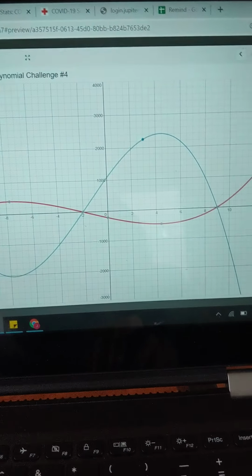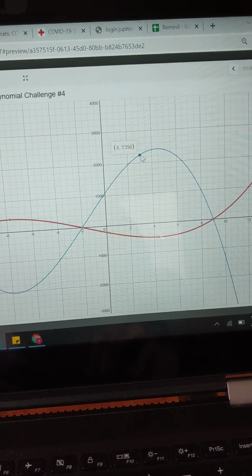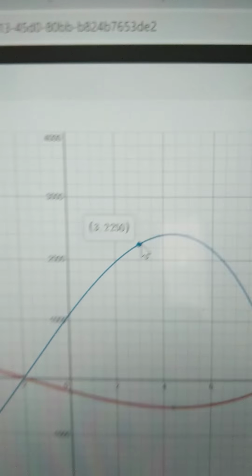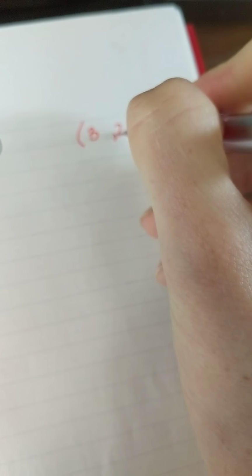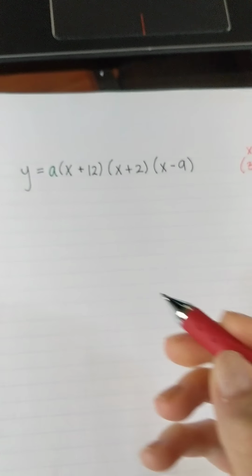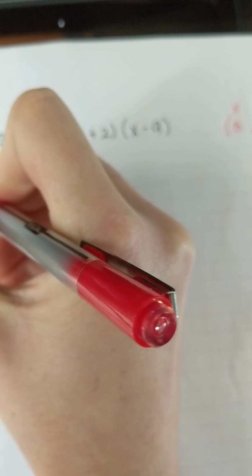So I see that I already have a point highlighted right here. I'm just going to use that one. And the point is 3, 2250. So that's my point. So that's the x coordinate and that's the y coordinate. All right, let's plug it in. So I get 2250 for y equals, and then I have the a value, and then I'm going to plug in my x value of 3.